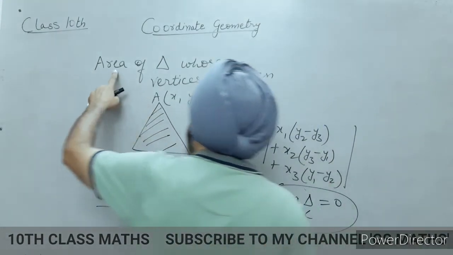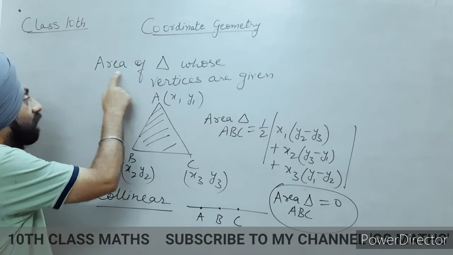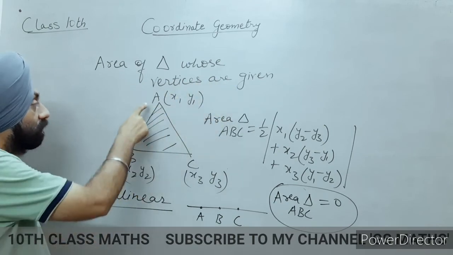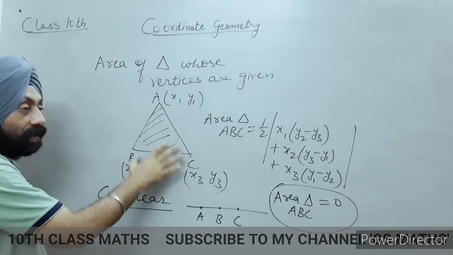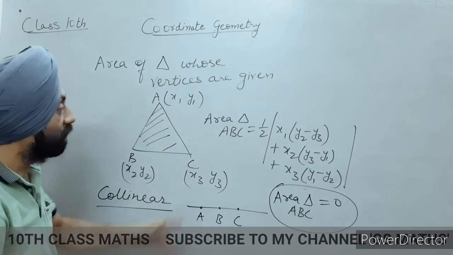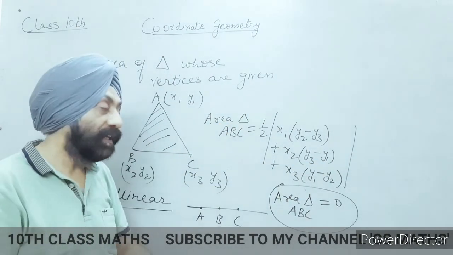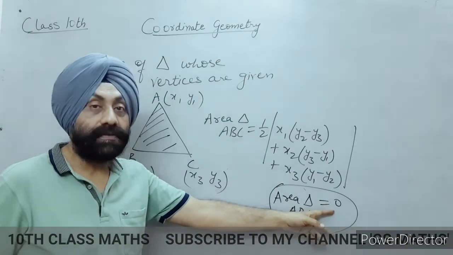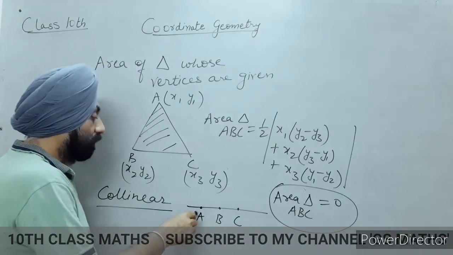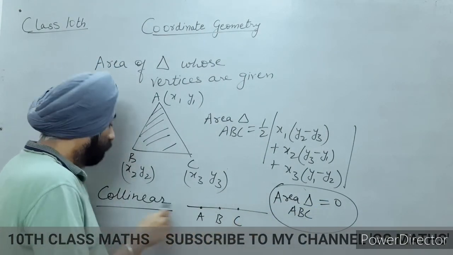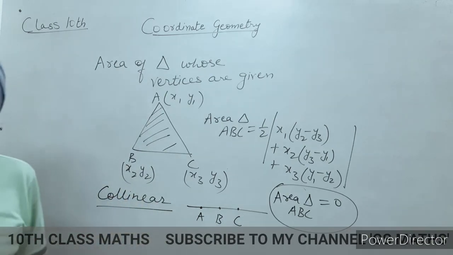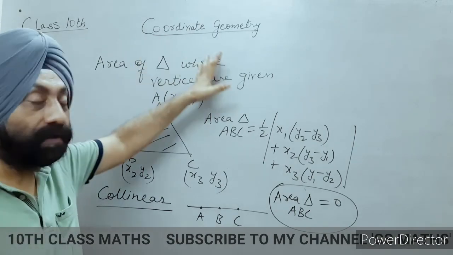The formula to find the area of a triangle whose vertices A, B, C are given to you. How to find this area, that is, area of triangle ABC is given by this formula. If the area of triangle ABC equals 0, then we can say that the three points A, B, C are collinear. Right, now this finishes the introduction to this chapter, coordinate geometry.